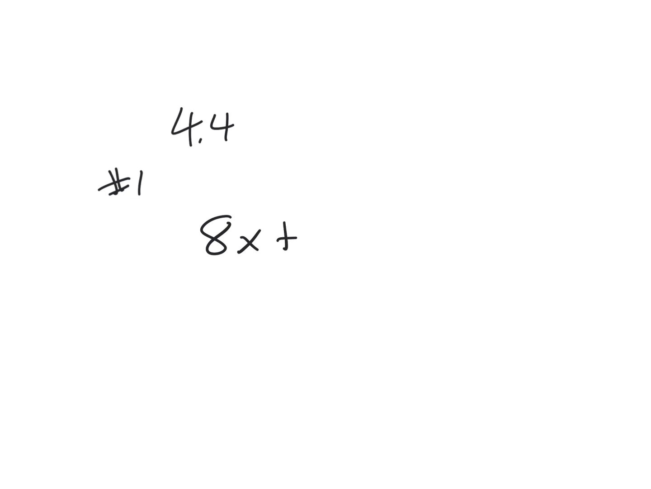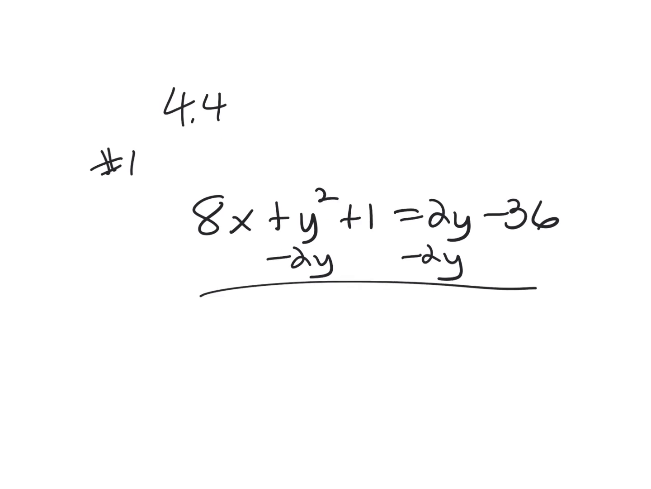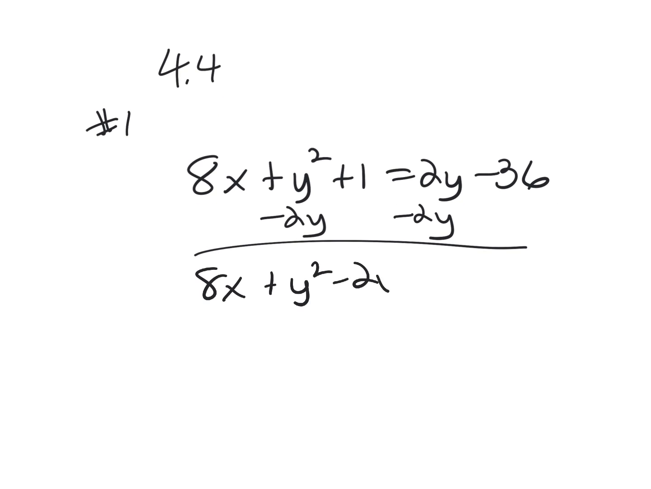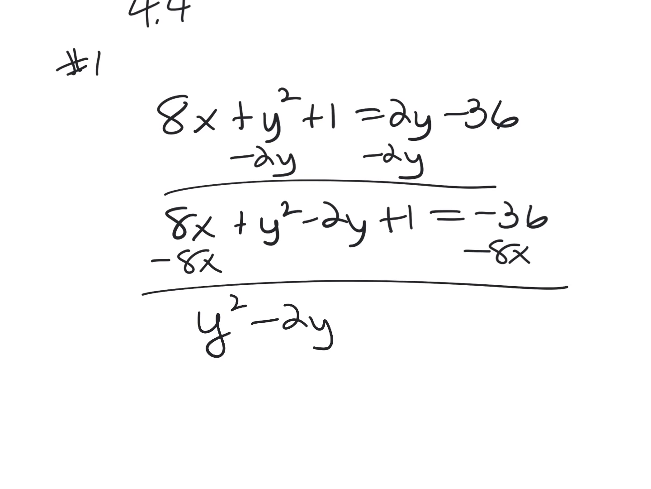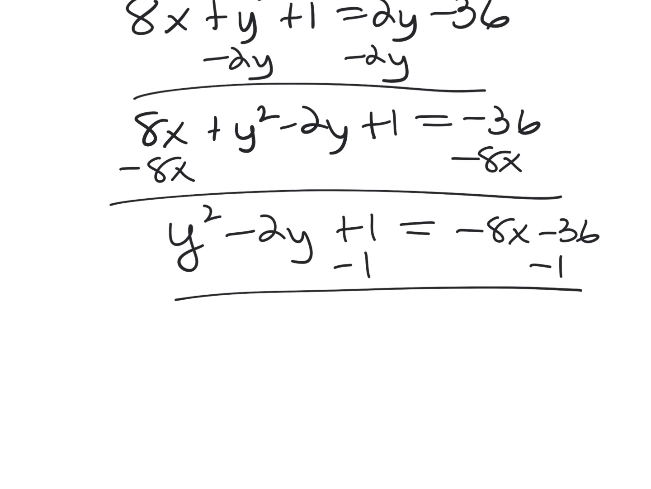You were given 8x plus y squared plus 1 equals 2y minus 36. My goal here is to get the square term all by itself on the left side, and then move the non-squared variable and the constant to the other side. So I can move the 2y back. Now I have 8x plus y squared minus 2y plus 1 equals negative 36. I can move the 8x over. Y squared minus 2y equals, and let me leave a blank space, because that's the square that I'm going to complete.